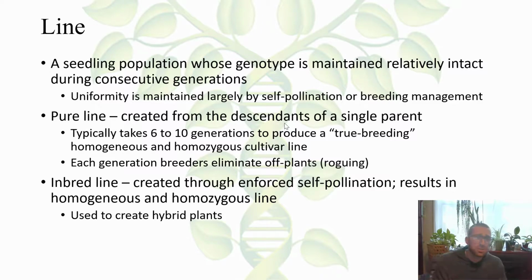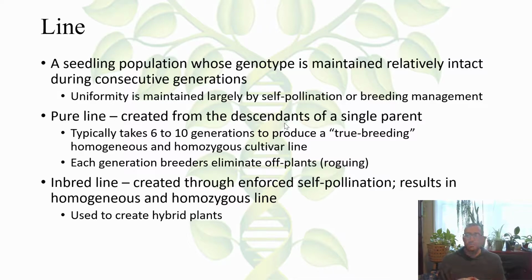Now, each generation, if we are breeders, we're going to eliminate or rogue off any plants that don't have the traits that we want. And we just do this time and time and time again, and eventually we should get a population that has our preferred traits. Now, an inbred line is created through enforced self-pollination. So if the plants can self-pollinate, we can create inbred lines where we're just continually self-pollinating them. And this is going to result, again, in a homogeneous and homozygous line. And we use inbred lines to create hybrid plants.